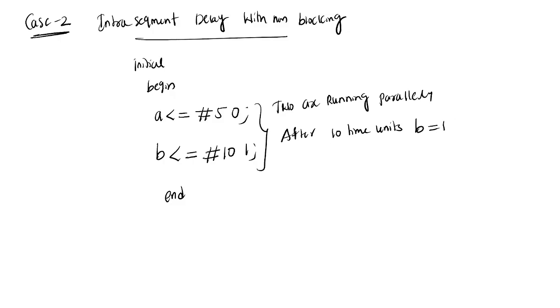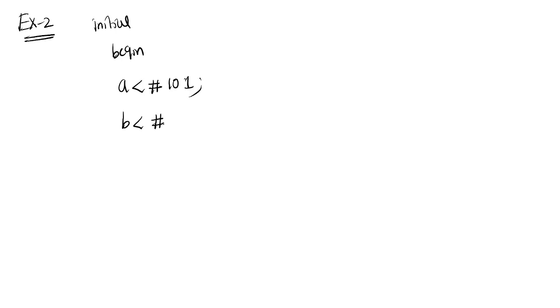So we'll take one more example. Suppose example 2: initial begin, A is non-blocking with 10 1, and B is non-blocking with 5. You can try these examples in the tool or EDA Playground, and display the value of A is %d, B is %d, like that, and you can see the output and try to understand.